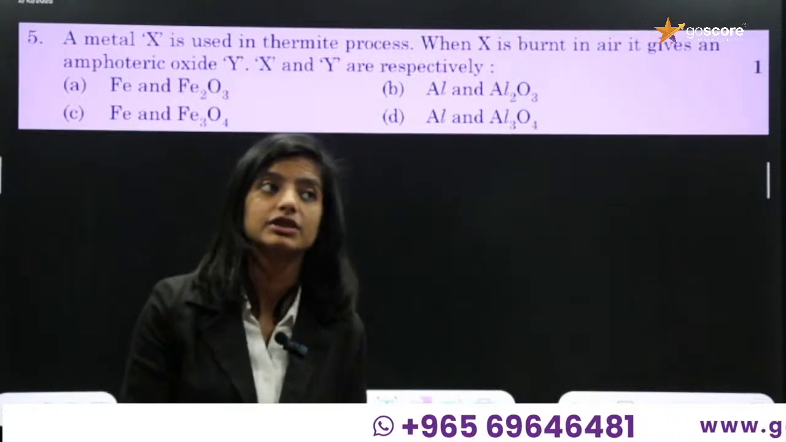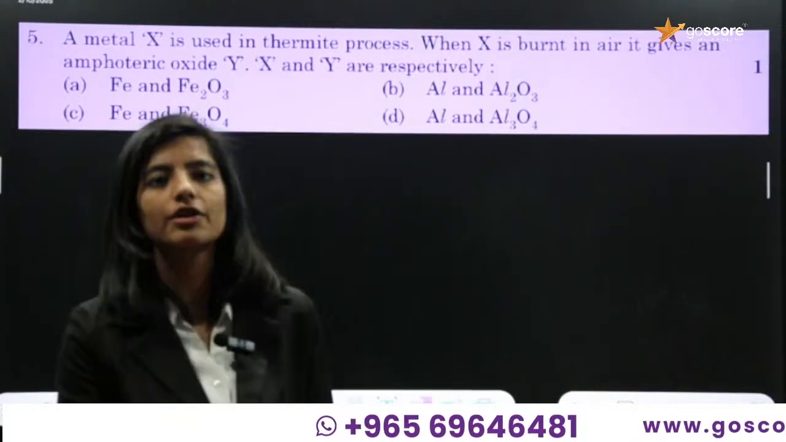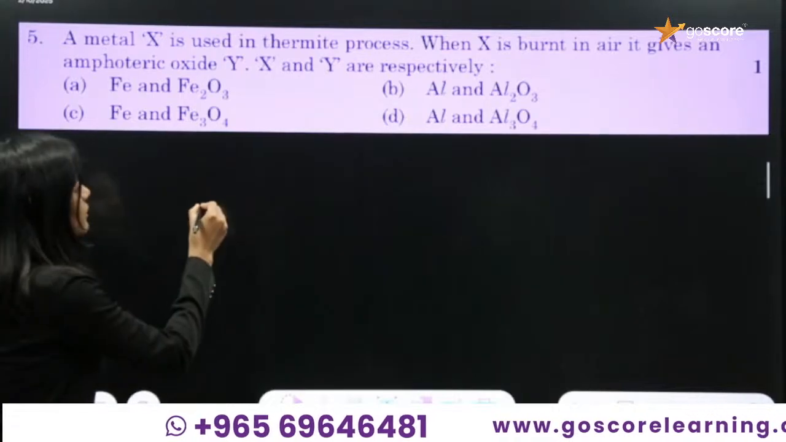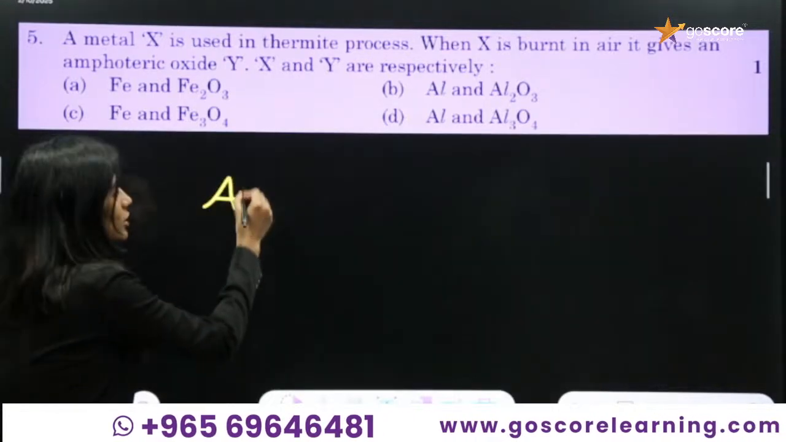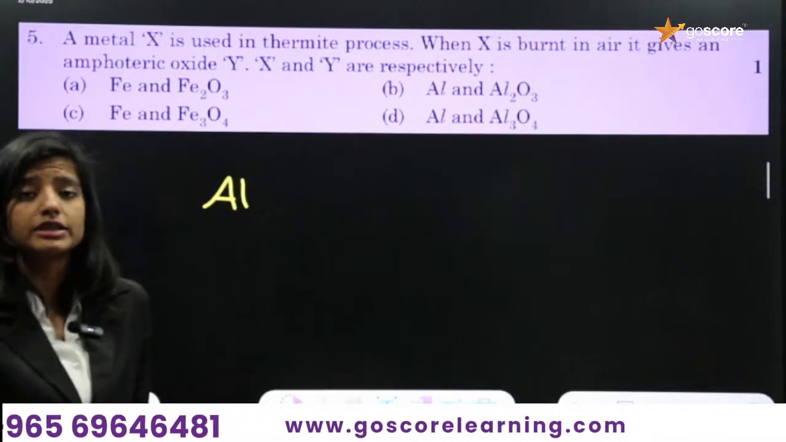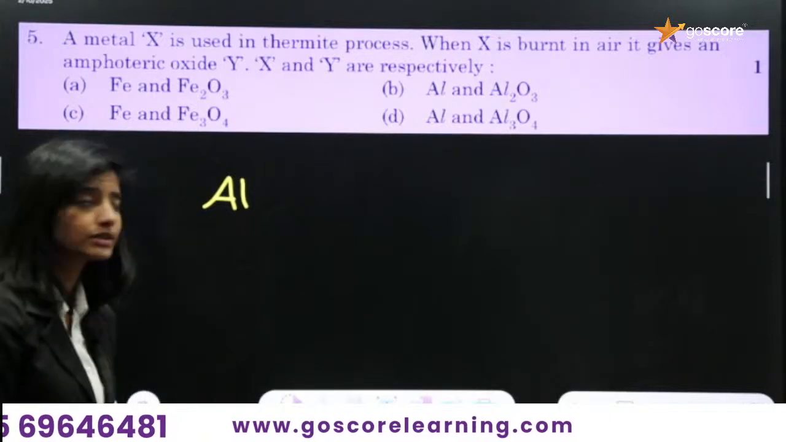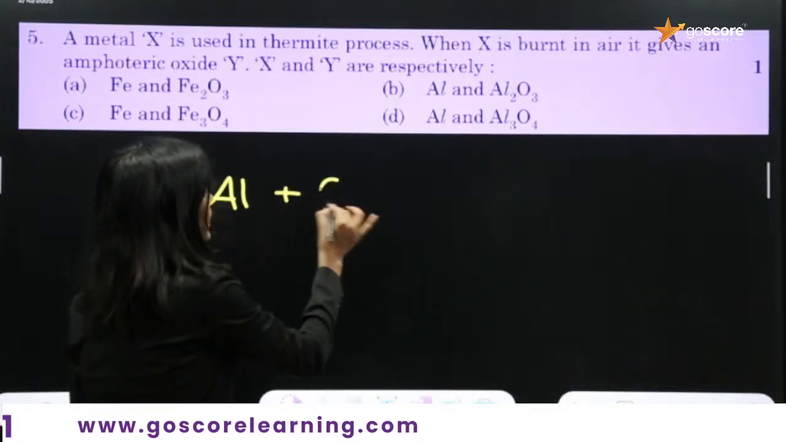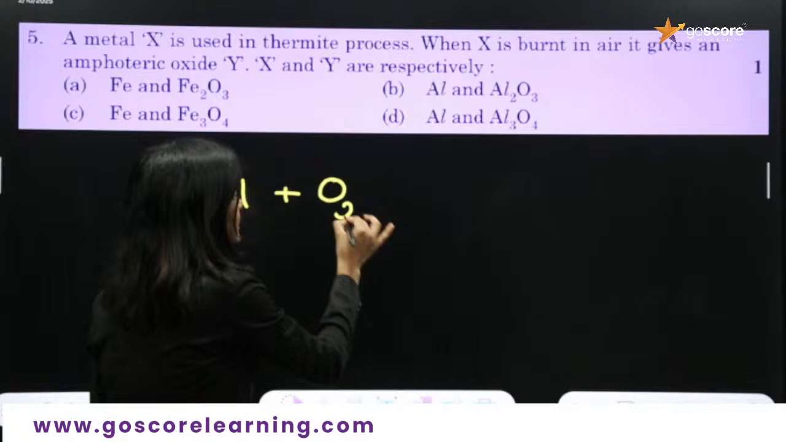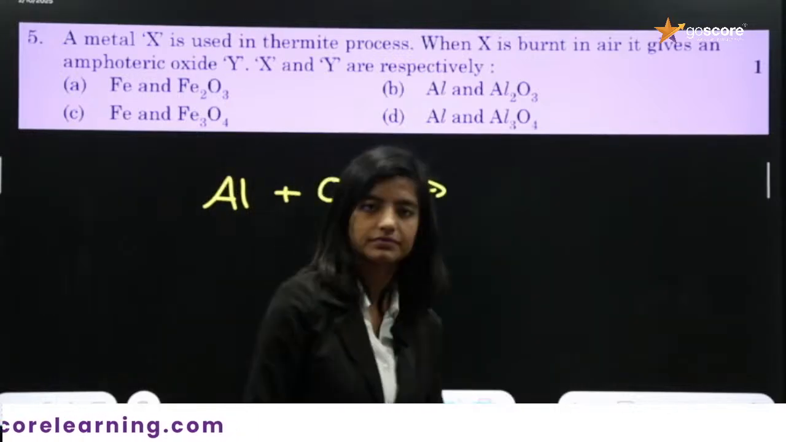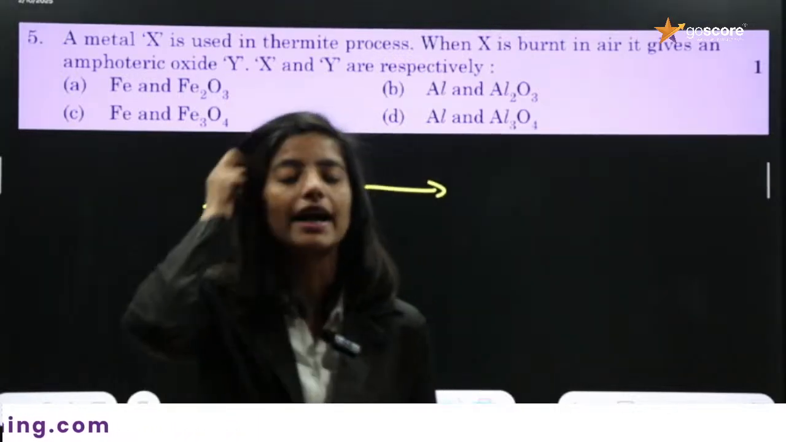If they ask it for 2 marks or 1 mark, what are you going to do? So I'm just giving you this information. We know that the metal X is nothing but aluminum, which is used in the thermite process. When burned in air, with oxygen, definitely we are going to get an oxide. What is the oxide of aluminum?